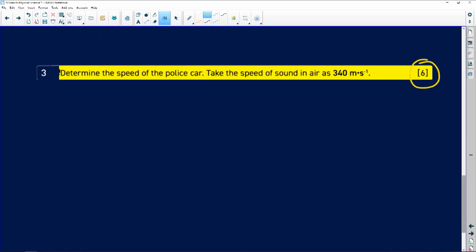So start off by stating or writing out your equation. Remember, 1 mark is given to the equation. So even if you can't do this question, please write out the equation as given to you on the information sheet, multiplied by the frequency of the source.